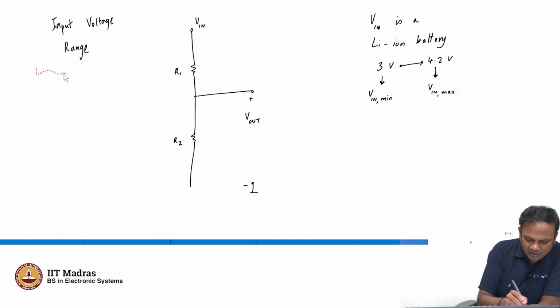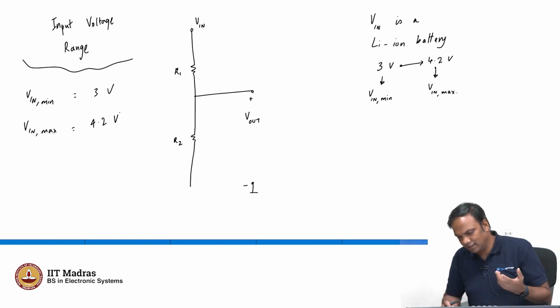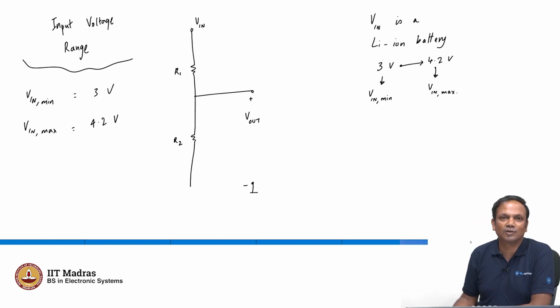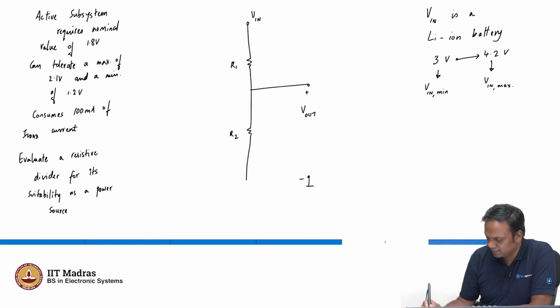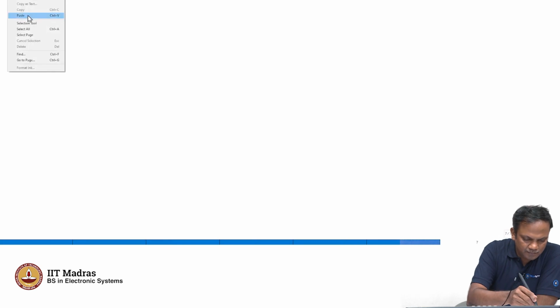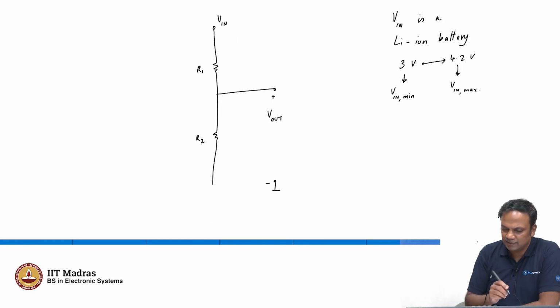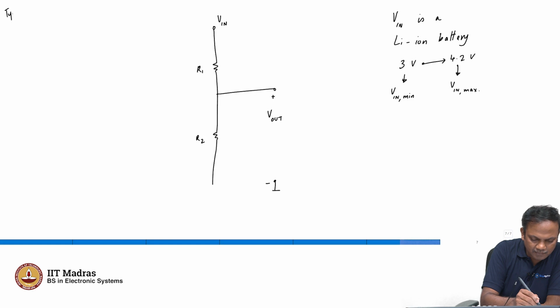So, the input voltage range is very simple. V in min is 3 volt, V in max is 4.2 volt, that is already provided in the statement here itself. So, that takes care of the input voltage range. The next parameter of interest is the typical output voltage.